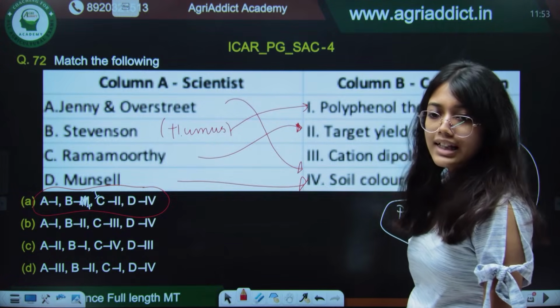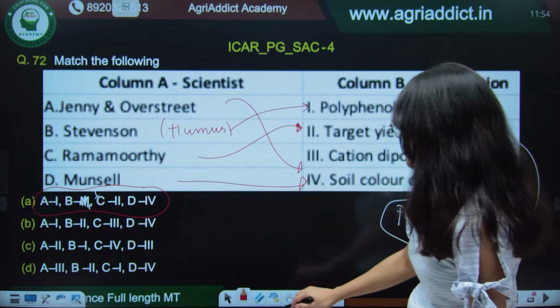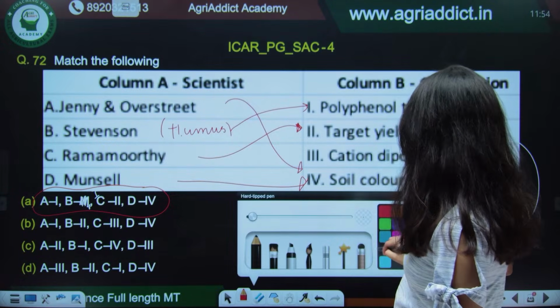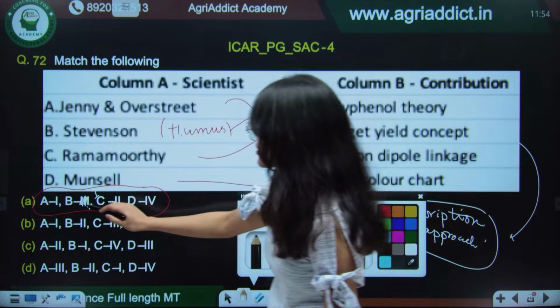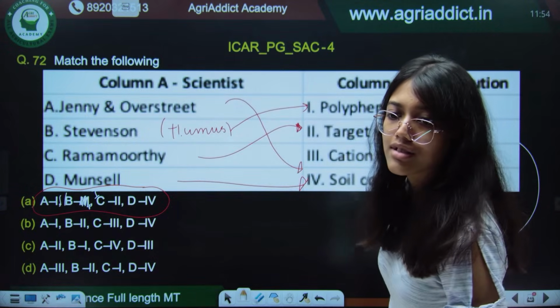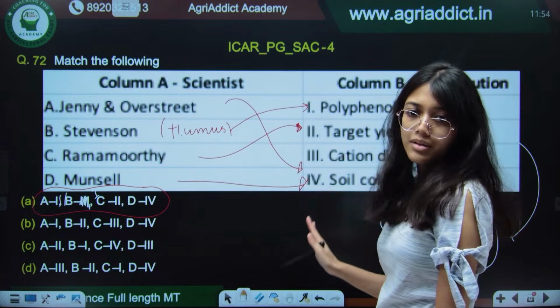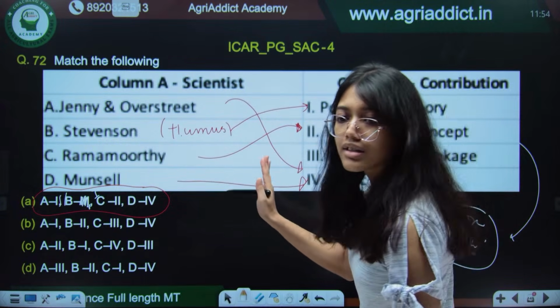Okay, they are related to root CEC. So A will be option number 3. There is a bit of discrepancy in the options. So A will be option number 3 and B will be option number 1. That will be your answer. Got it, guys? Everybody, this question?